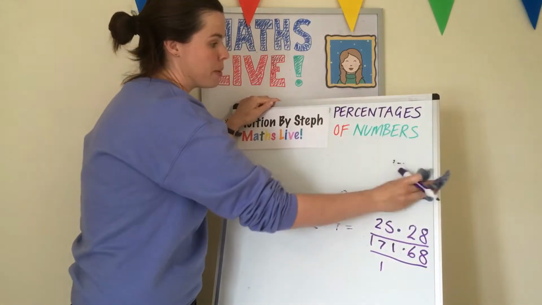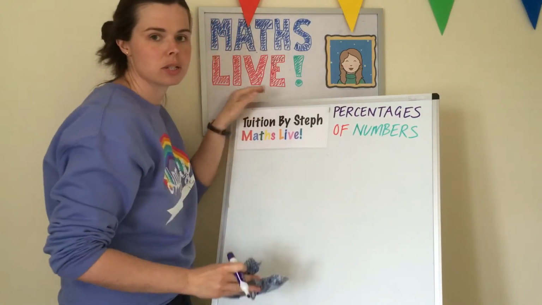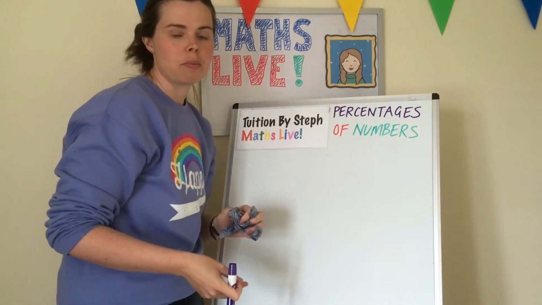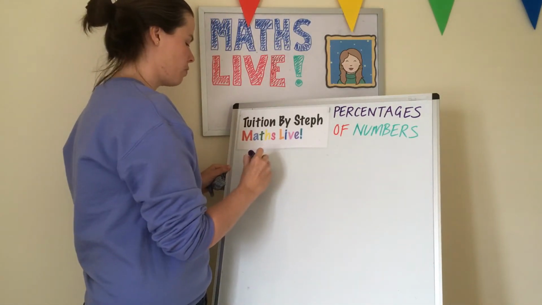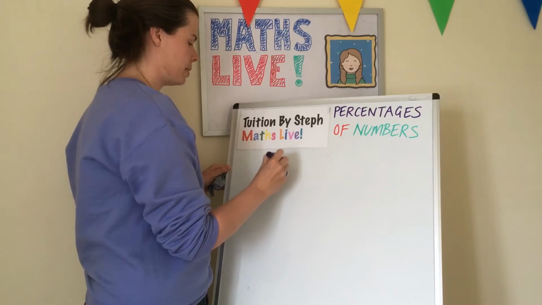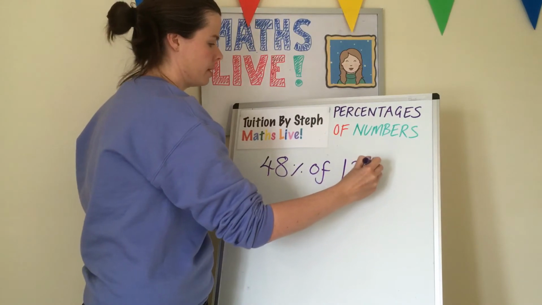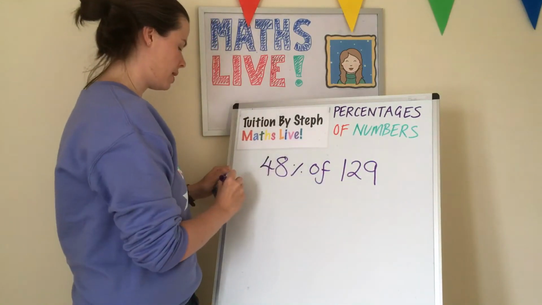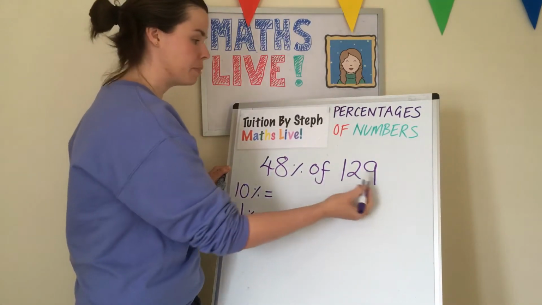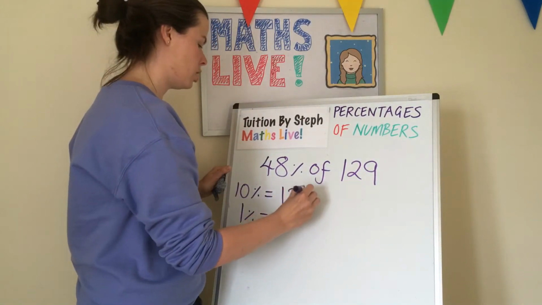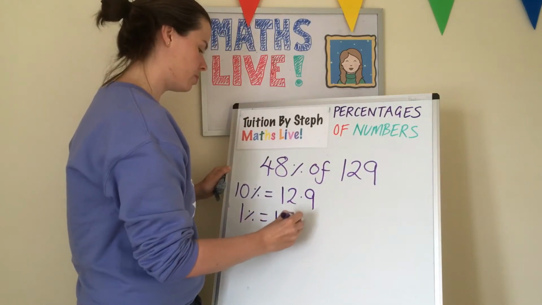It doesn't matter how big the numbers are. You could be finding the percentages of something that goes to the thousands and the 10,000s, but as long as you can find 10% and 1%, absolutely fine. So now I'm going to find 48% of 129. Okay? So I need to find my 10%, I need to find my 1%. 10% of 129 is 12.9. 1% of 129 is 1.29.